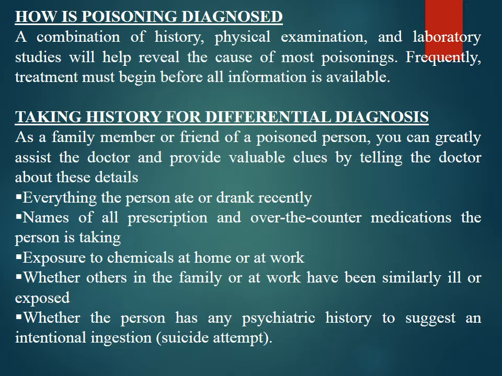Next, taking history for differential diagnosis. As a family member or friend of a poisoned person, you can greatly assist the doctor and provide valuable clues by telling the doctor about these details. First, everything the person ate or drank recently. Then, the names of all prescription and over-the-counter medications the person is taking. Next, exposure to chemicals at home or at work. Next, whether others in the family or at work have been similarly ill or exposed. Next, whether the person has any psychiatric history to suggest an intentional ingestion or a suicide attempt.